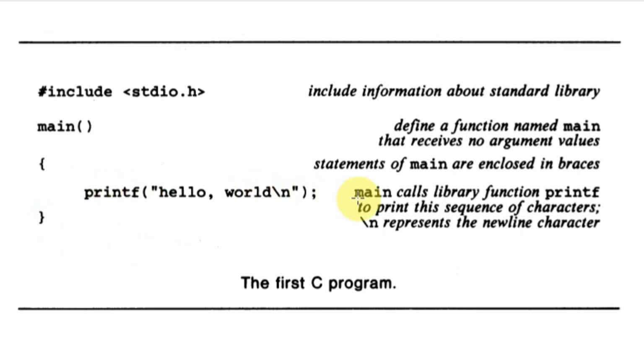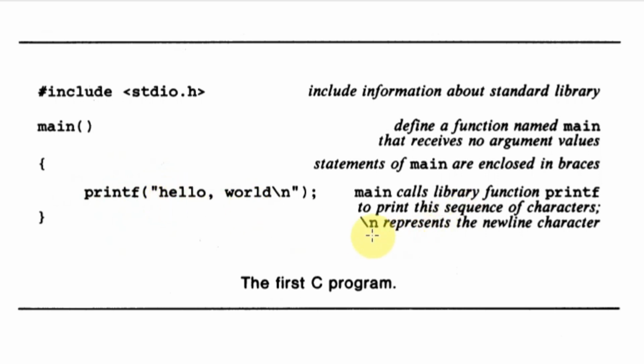And then finally our statement here has a note that says main calls library function printf to print this sequence of characters. So this is a sequence of characters we want to print, hello world, and how it does that is it calls a library function called printf. So this printf word here, what it's doing is it's telling the compiler to call a library function which is within this header file called stdio.h. So this library here contains a function called printf, and when we use this word printf, it executes that function using the data that we're providing it here, which is hello world.